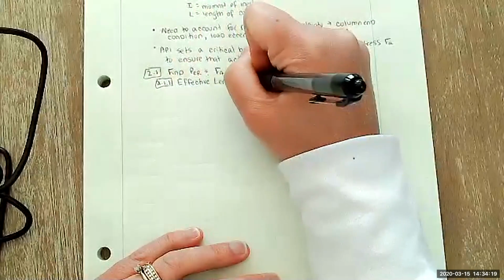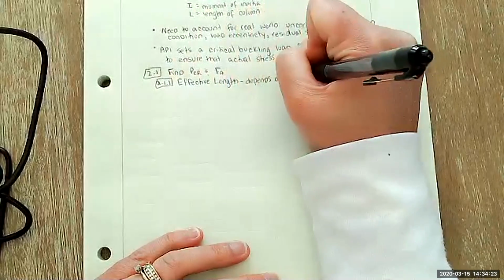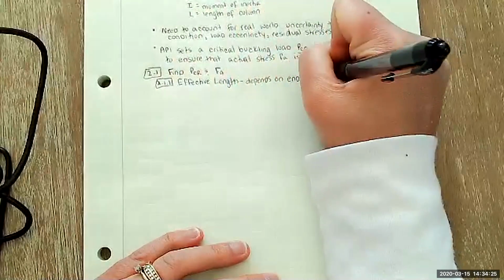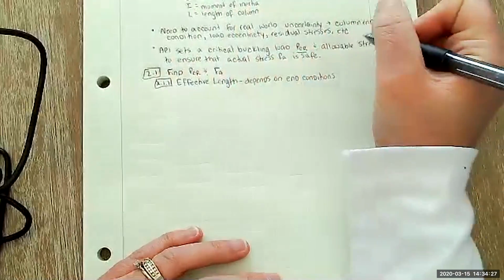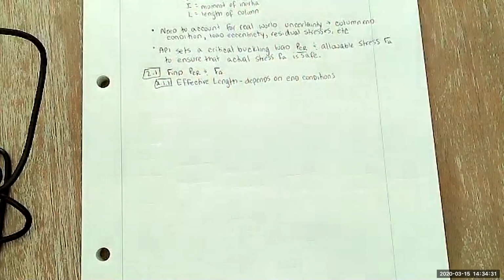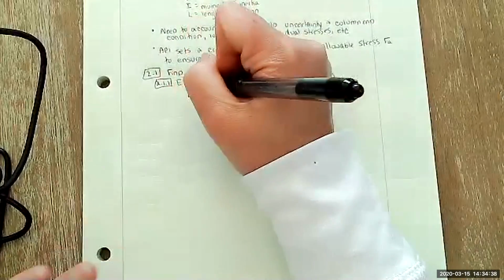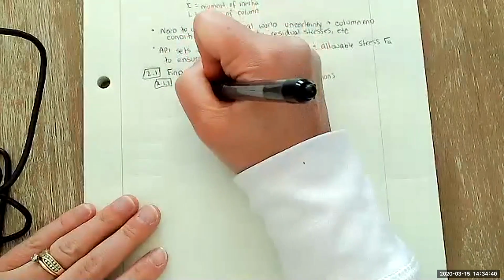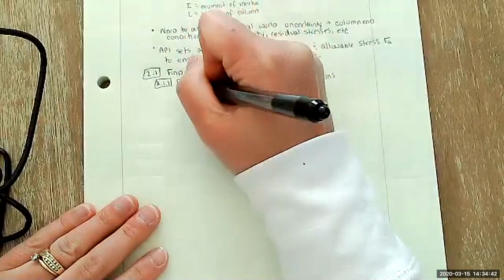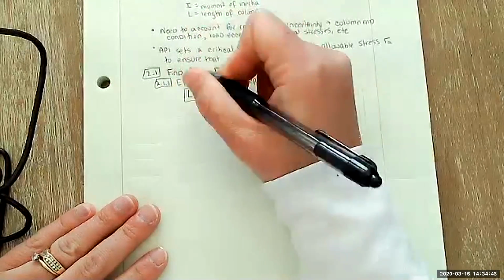Effective length depends on the end conditions, or how our structure is attached at both the top and the bottom. For this, we have an equation. We can say that the effective length, L sub E, is equal to K times L, where L sub E is our effective length.